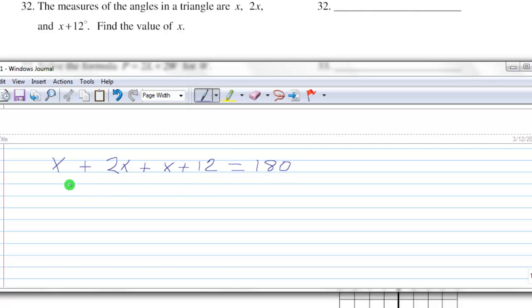And now here on the left, we're going to combine the like terms. So that gives us 4x plus 12 equals 180. And now we're going to solve for x, so we're going to subtract 12 from both sides. So on the right we have 168, and that equals 4x. And dividing by 4, we get x equals 42 degrees.